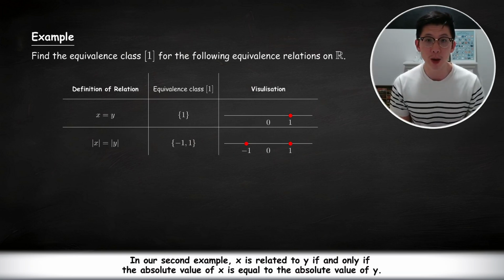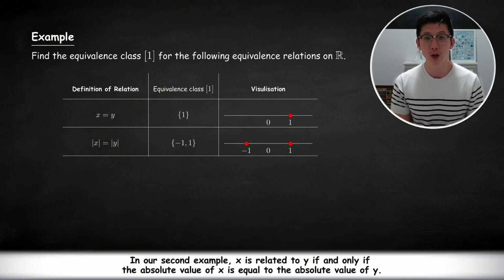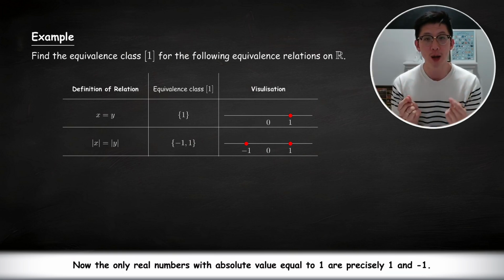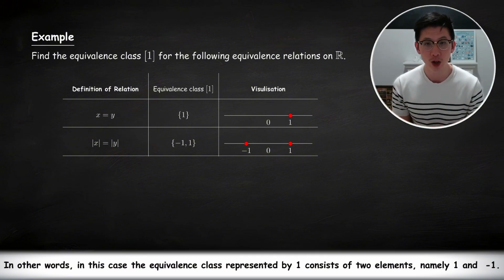In our second example, x is related to y if and only if the absolute value of x is equal to the absolute value of y. Now, the only real numbers with absolute value equal to 1 are precisely 1 and -1. In other words, in this case, the equivalence class represented by 1 consists of two elements, namely 1 and -1.